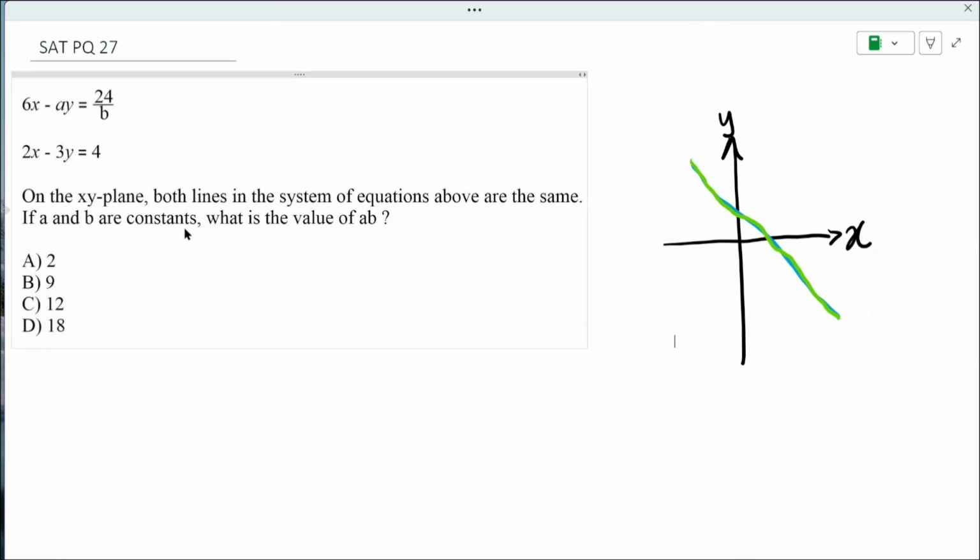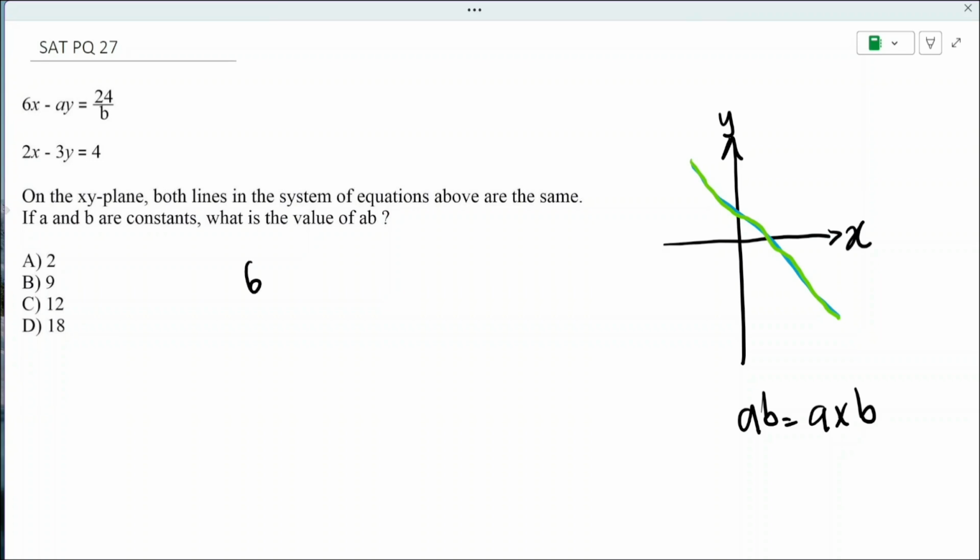If a and b are constants, what is the value of ab? It's saying if this a and this b are constants, what is the value of ab? You know, ab is also a times b. This means we have to find the value of a and b and multiply them together. Let's write out the equations.